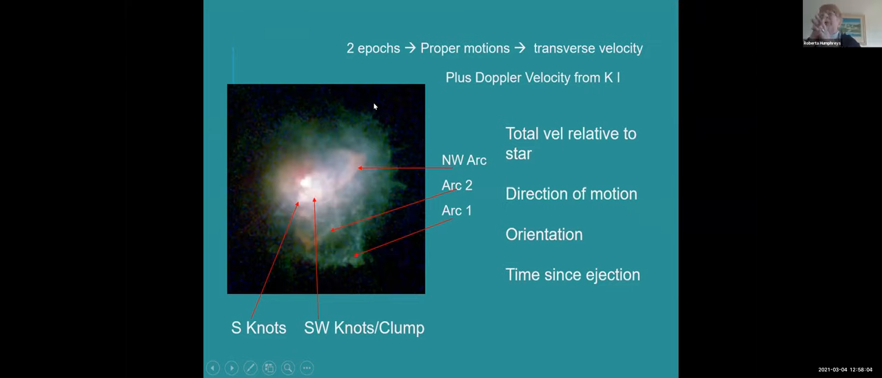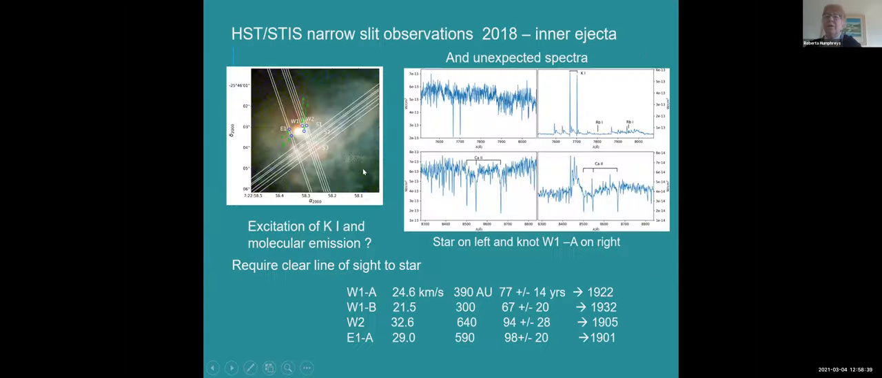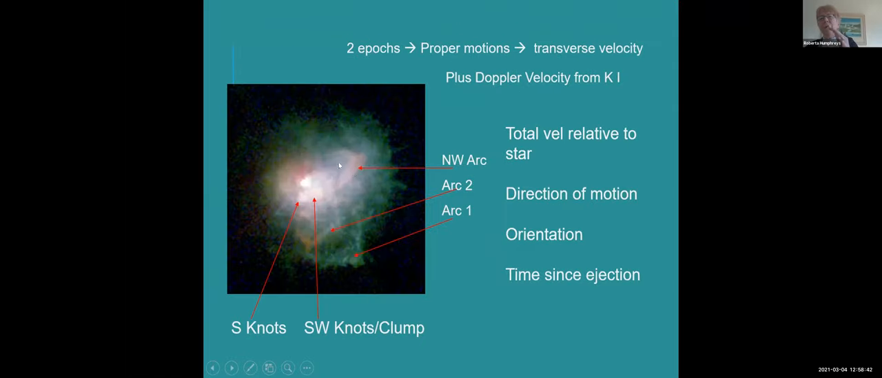So from the two epochs of HST images, we can determine the proper motions and a transverse velocity. We combine that with the Doppler velocity from the potassium 1 emission, and we can derive several important kinematic characteristics. First of all, of course, the total velocity relative to the star, the direction, the orientation of the ejecta with respect to the plane of the sky, and the time since the ejection.